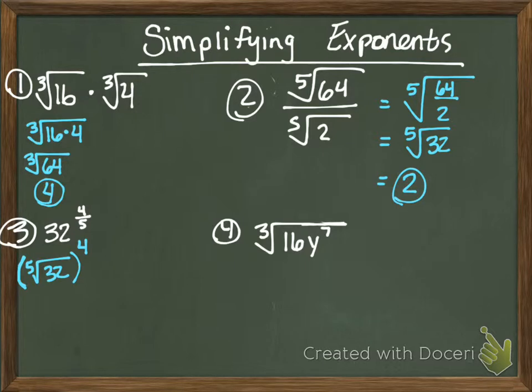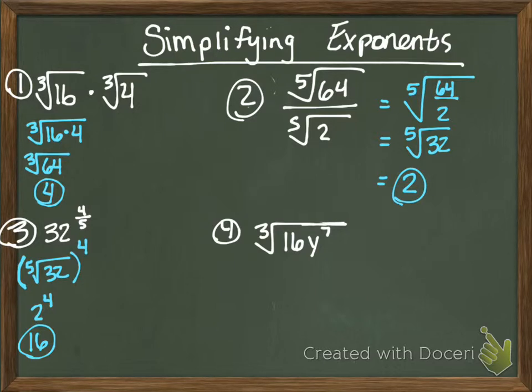The 5th root of 32 we just found in number 2, example 2. We said that that was 2. So the 5th root of 32 is the same thing as 2. So we're raising 2 to the 4th, which is 16. And 2 to the 4th we should be able to do, because 2 times 2 is 4, times 2 again is 8, and times 2 for the 4th time is 16.